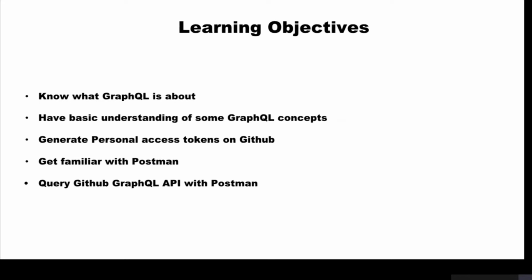So what are some of the learning objectives to take away from this talk? We are going to learn more about GraphQL and have a basic understanding of some of the GraphQL concepts. We're also going to be able to generate personal tokens and define scopes with GitHub. We're also going to get familiar with Postman, what Postman is about, and how to make requests using Postman. We are going to be able to query a GraphQL API with Postman.